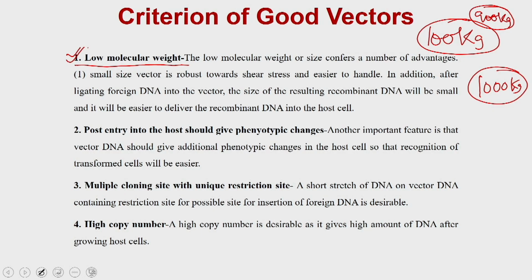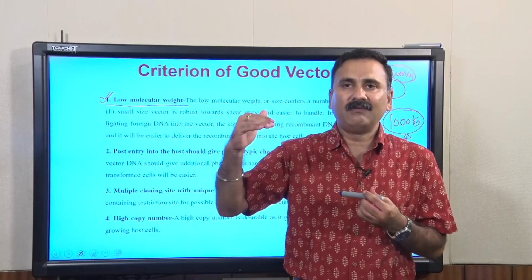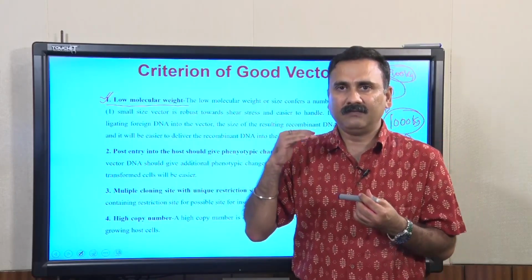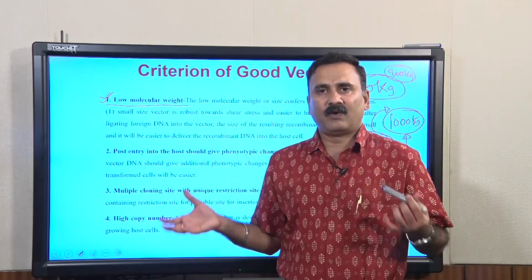Whereas, you can imagine a situation where we make a vehicle of 75 kg, which means you can carry more material. Forget about this, if you have a vehicle of 50 kg, you will carry even more material. Similarly, you need a vector of low molecular weight, because a higher molecular weight of the vector reduces its capacity to carry a bigger foreign DNA.